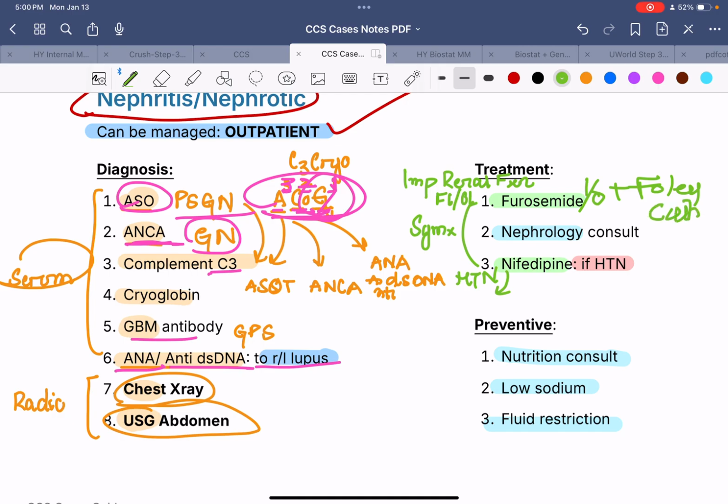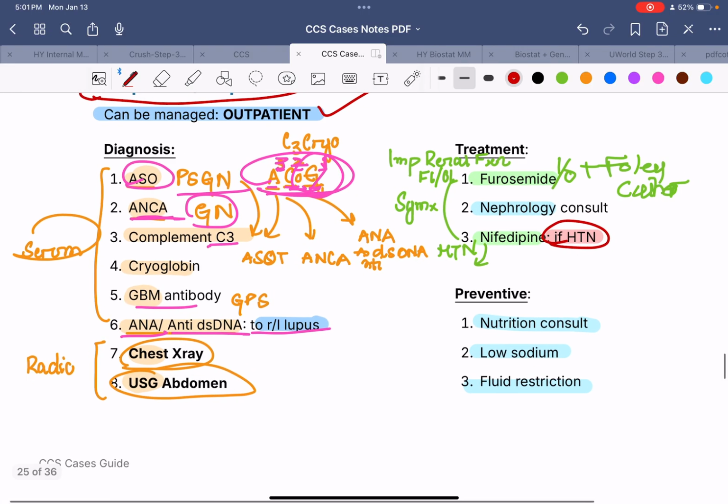Of course, we're going to do a nephrology consult, and if the patient has nephritic syndrome with hypertension, we can give him a calcium channel blocker such as nifedipine. And the prevention, again, if the patient is developing some sort of edema, then we are going to advise him a low salt diet along with fluid restriction and nutritionist consultation.